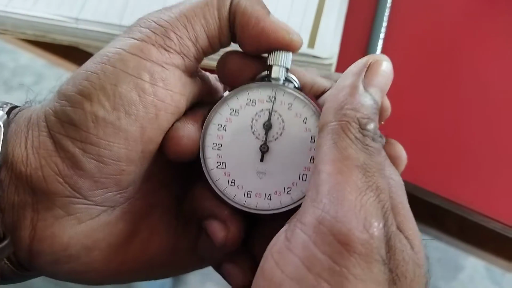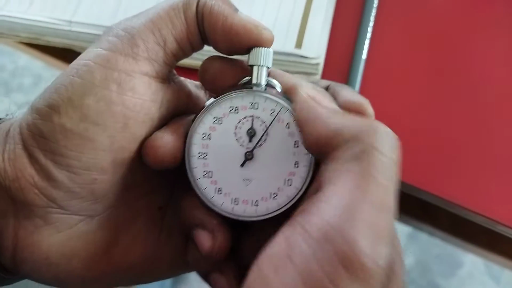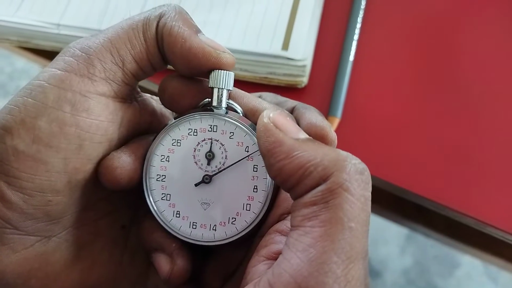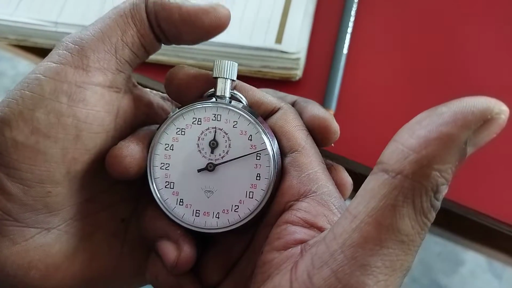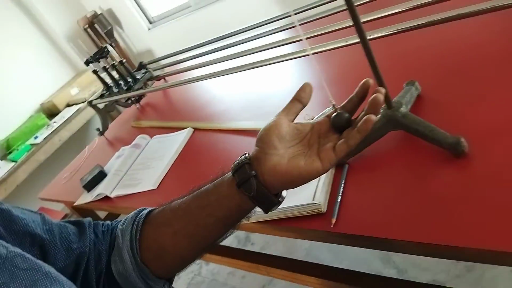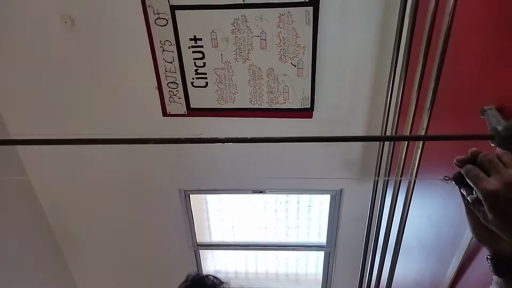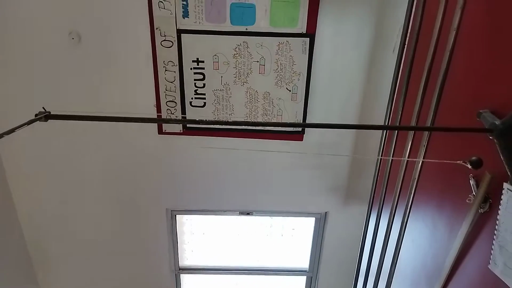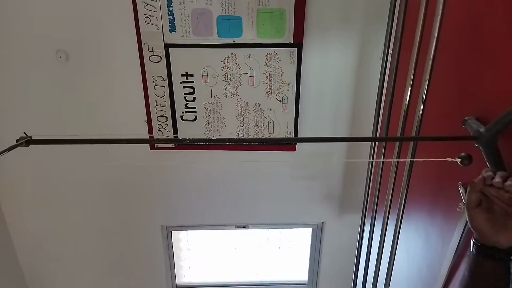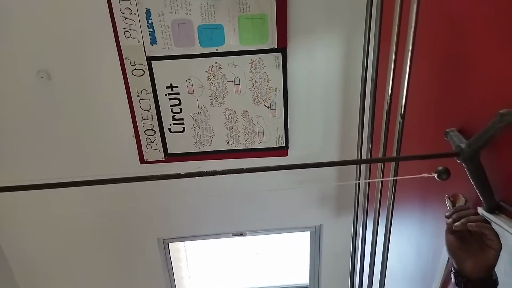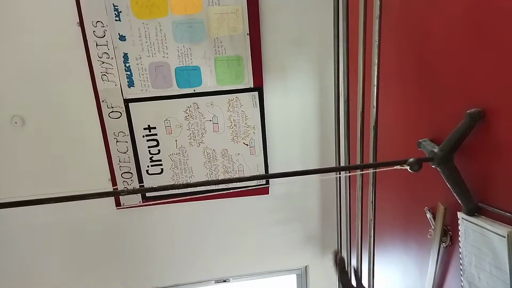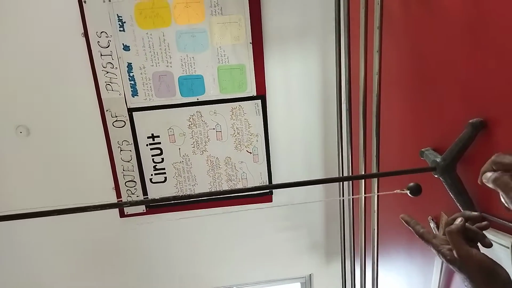Here I am going to tap this one, this stopwatch is going to start, and the second it is going to stop. Now what I am going to do? Just take this pendulum and very slightly make it a difference and make it vibrate.